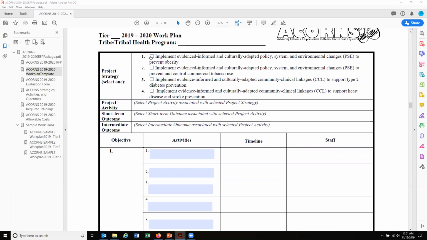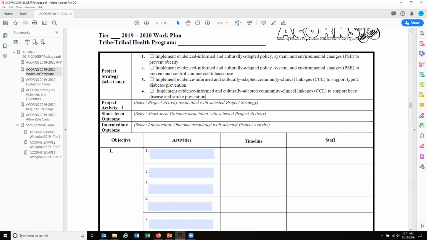and this is where you're going to select your different project strategies. So in previous videos, we talked about how there's 4 main project strategies that are focused on preventing obesity, preventing and controlling the use of commercial tobacco, supporting type 2 diabetes prevention, and also supporting heart disease and stroke prevention. So these are the 4 main strategies. For each objective that you're going to be working on, you're going to be selecting just one project strategy.